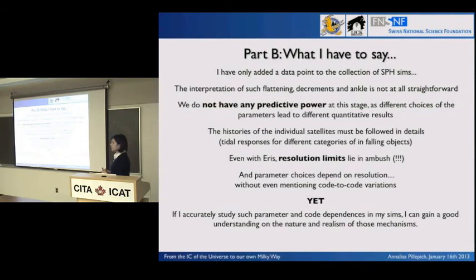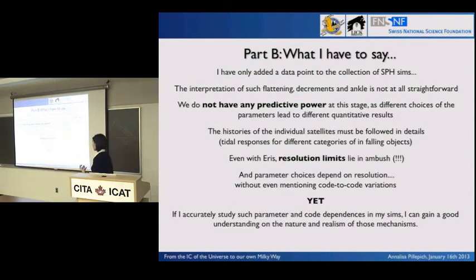The interpretation of the flattening of the matter profile, of the occurrence of the contraction, of the decrement in the subhalo mass function and of the angle is not straightforward, and it's much more complicated than what simplistic analyses have shown most recently. The trouble here is that we don't have any predictive power at this stage, because if I change the UV background, I change the number of stars in the satellites, and this changes their profiles, and this changes their capability of surviving at redshift zero. I have to follow in more detail the history of the individual satellites. And it's a pity that even with ARIES, resolution limits are in ambush.